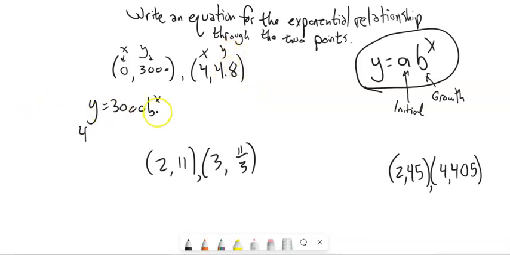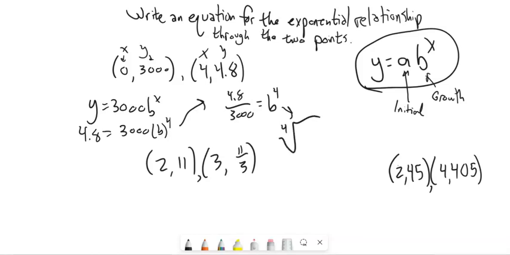So y is 4.8 equals 3,000 times b, some number, to the x power. Okay, let's solve that. Divide both sides by 3,000. So I've got 4.8 divided by 3,000 equals b to the fourth. How do I undo the fourth power? Fourth root. So I can take the fourth root of 4.8 over 3,000, and that will be b. I'm going to grab my calculator real quick and do that. So I get b equals 0.2.